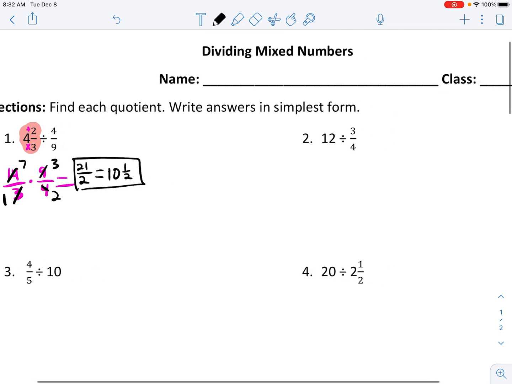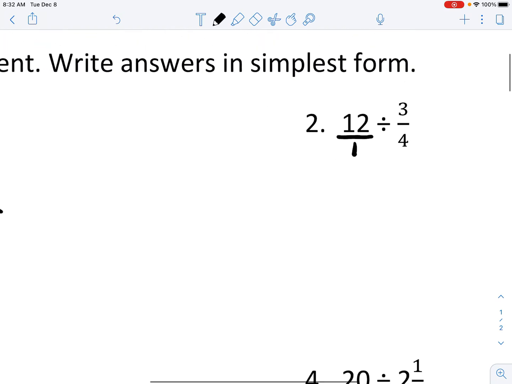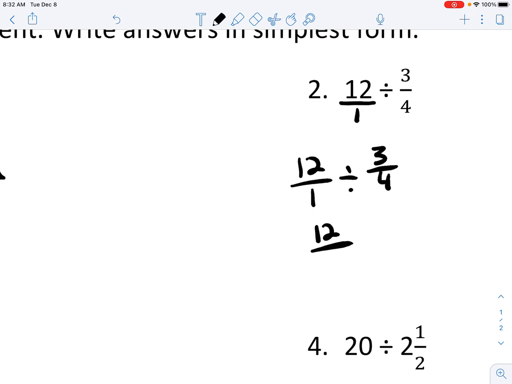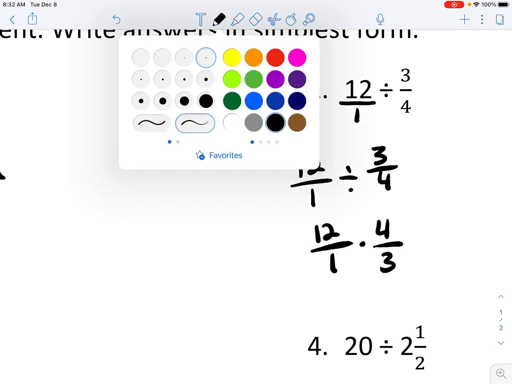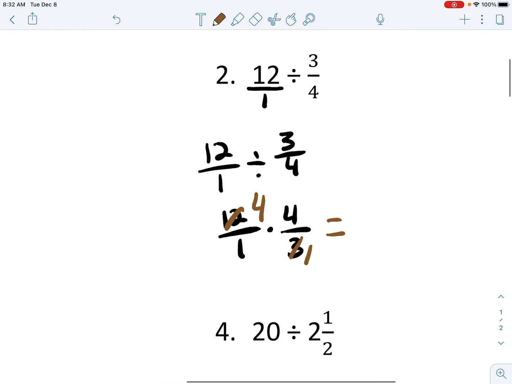All right, let's move on to number 2. 12 divided by 3/4. Well, I'm going to put 12 over 1, and we can go ahead and complete this. 12 over 1 divided by 3/4. This changes, skip, dot, flip: 12 over 1 times 4 over 3. I can cancel out the 12 and the 3. This is 1, this is 4. I multiply across, and I get 16 over 1, which is equal to 16.